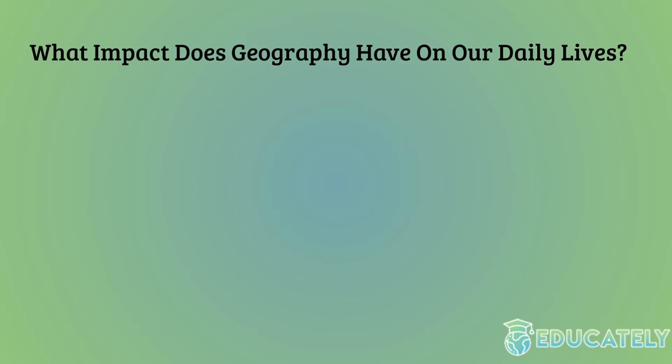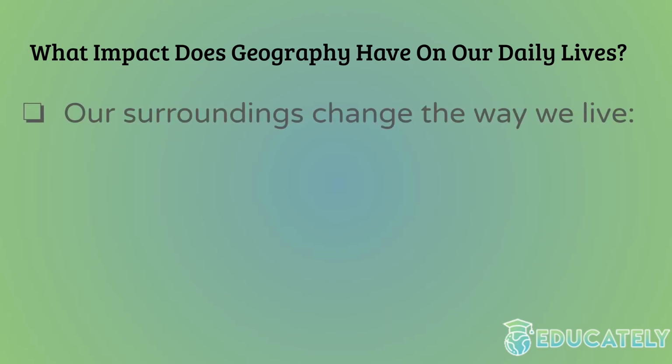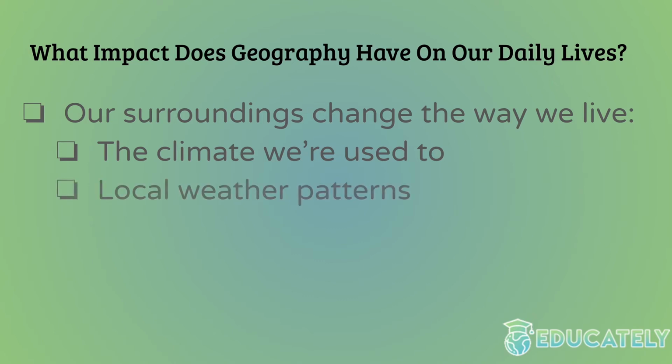What impact does geography have on our daily lives? I mean, it has a profound impact, and here are quite a few examples. First of all, our surroundings change the way we live, for instance, the climate we're used to. If you live in Florida or any warm place, you're going to be used to sunny, warm days, maybe rainy days, compared to someone who lives in the Arctic. Those people are going to be more used to snowy weather and just, in general, a more cold, unforgiving climate.